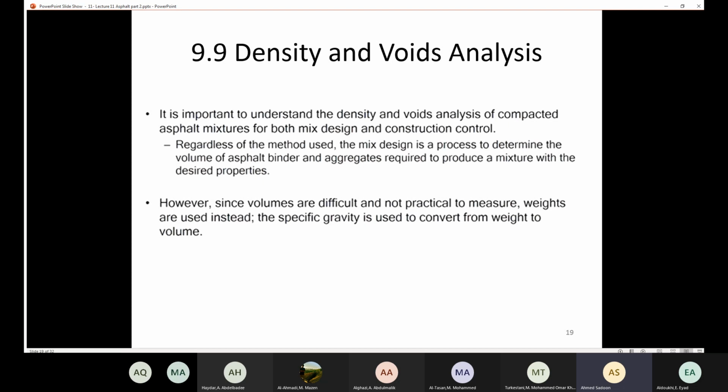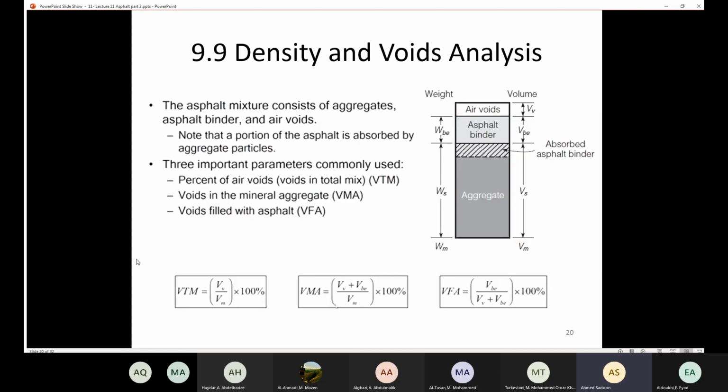We can determine the specific gravity for the aggregate. We can determine the specific gravity of the asphalt cement. We can determine the specific gravity for a mixture. For example, I can use the theoretical way in order to determine the specific gravity. So now we have three important parameters commonly used. So we have the percentage of air voids or voids in total mix, VTM, this one here. Also we have the voids in the mineral aggregate, VMA, and we have the voids filled with asphalt, VFA.